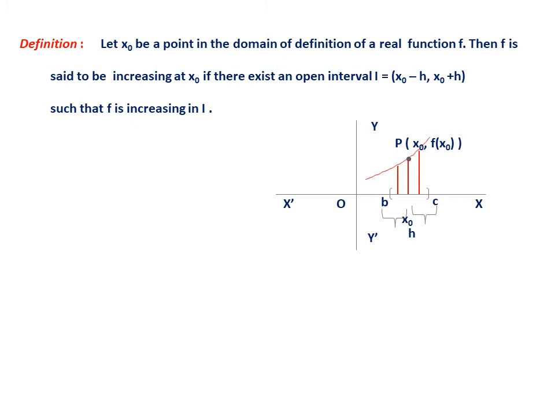So let x0 be a point in the domain, then f is said to be increasing at that point if you are able to find a small interval where it is increasing. What is that interval? It is (x0 minus h, x0 plus h), and it is an open interval. So this is the idea. That is, for x1 and x2 belonging to I, x1 less than x2 implies f of x1 less than f of x2, where these two values belong to the interval (x0 minus h, x0 plus h), and I have taken here in the diagram x0 minus h as B and x0 plus h as C. So this is another definition.